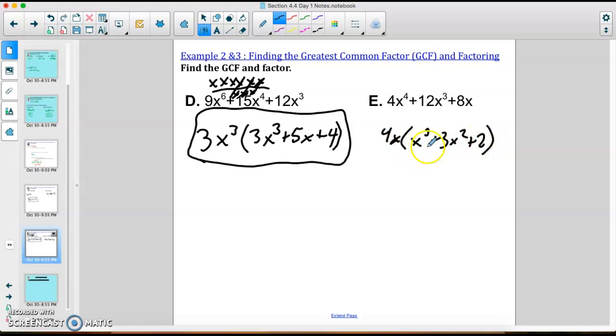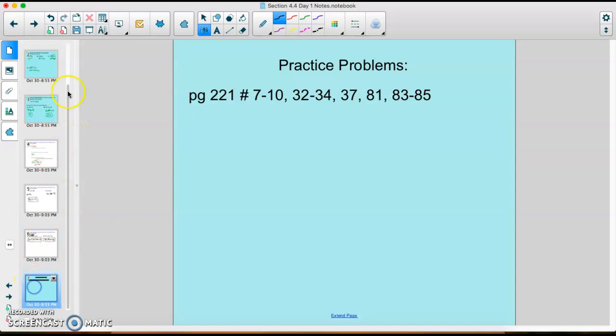Now here, we can't take anything else out, right? So I know that I did it right. And if you always want to check, you just redistribute and see what you get. All right, there's your homework, and that's 4.4 day 1.